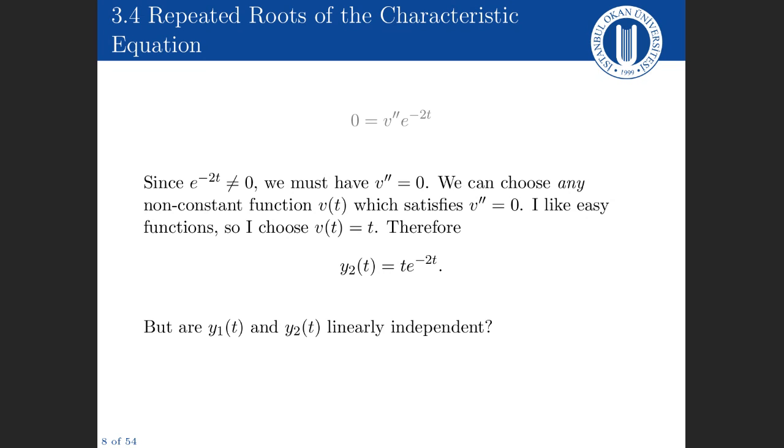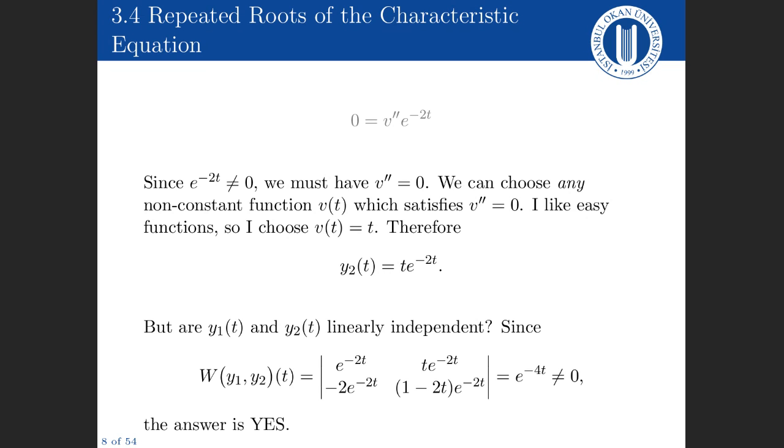But are y1 and y2 linearly independent? To answer this, we calculate the Wronskian. And you can check that the Wronskian of y1 and y2 is e^(-4t), which is not equal to 0. Because the Wronskian is not equal to 0, these two functions are linearly independent.